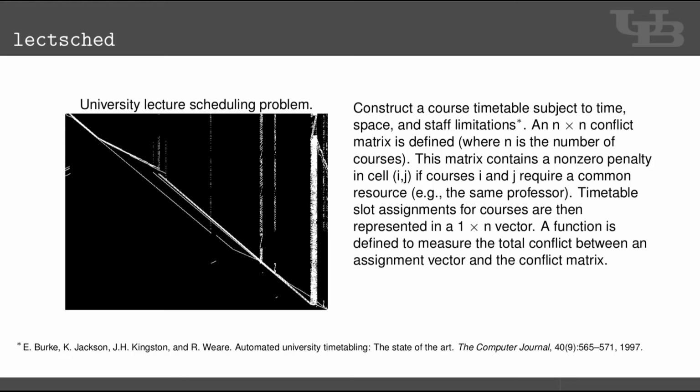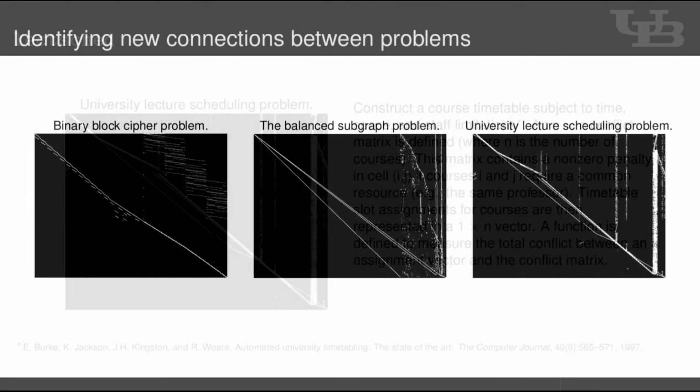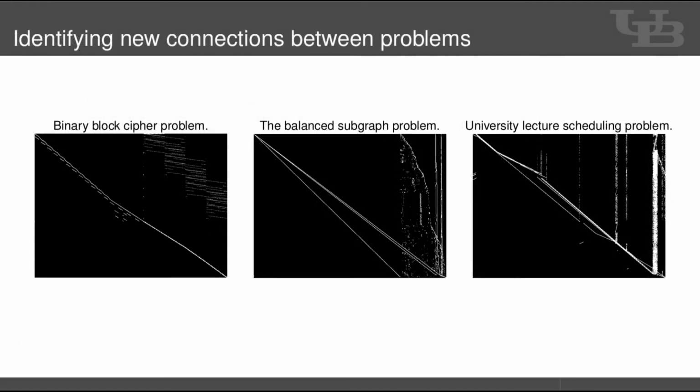Course assignments are labeled in a 1 by n vector, and the goal is to identify a timetable which minimizes the total number of conflicts. Although these problems come from very different fields, they appear to be solving very similar mathematical problems, namely, minimize the number of conflicts between a 1 by n vector and an n by n matrix. Image-based comparison is agnostic to problem application and has identified these relationships based solely on the structure of these problems' constraint coefficient matrices.